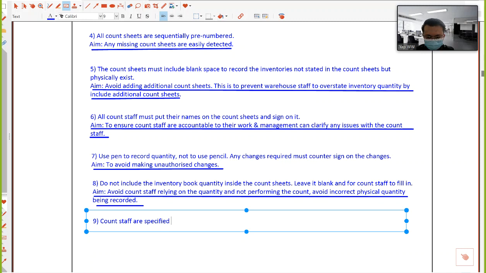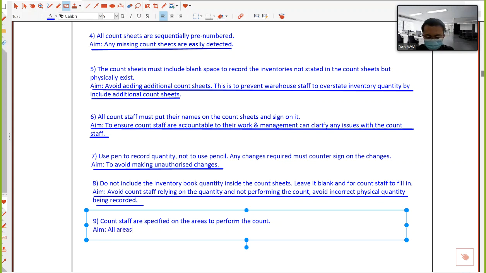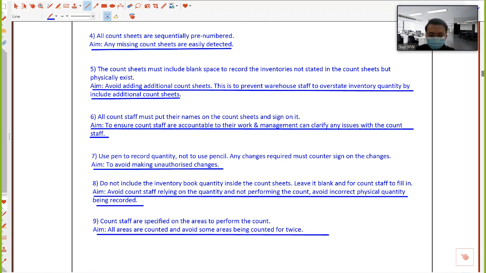Next, count staff are specified on the areas to perform the count. This is to ensure all areas are counted and avoid some areas being counted twice. Okay. So they are assigned specific areas.